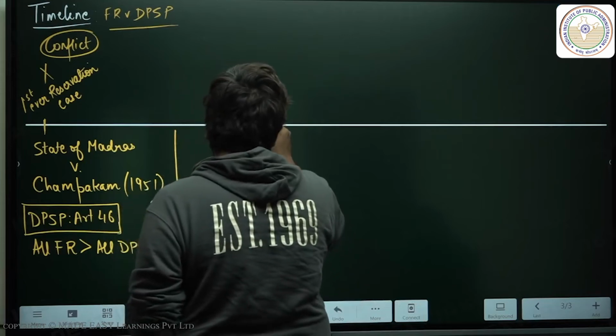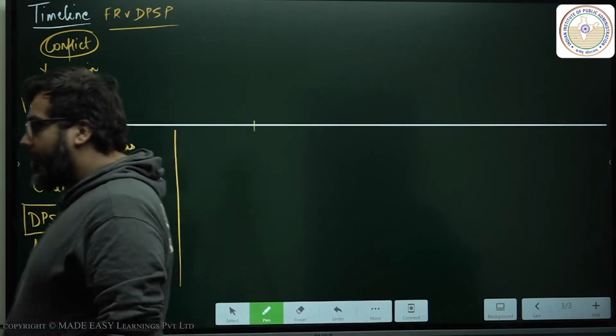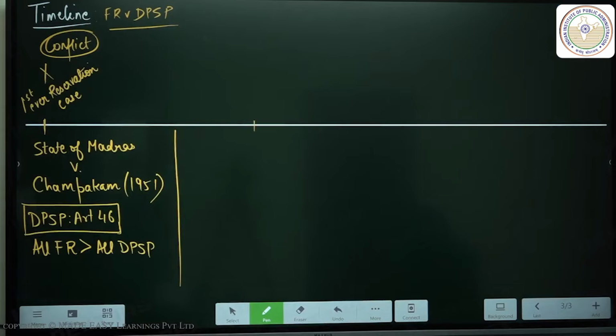Now comes the second case. Very interesting case again. And this case again has something to do with reservation. Okay. So let's understand what this is and where is the problem, and let's figure this out.